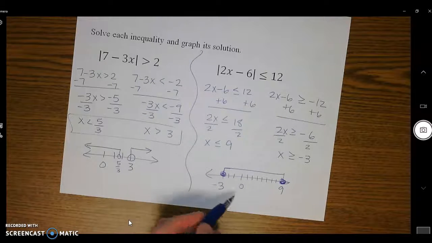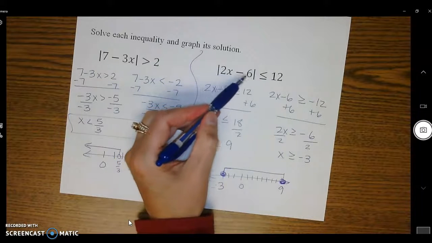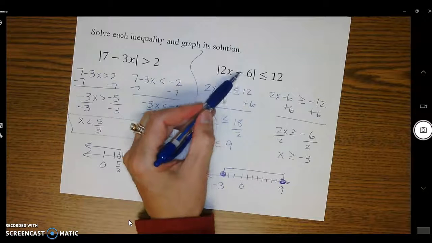And if I test 0, put 0 in here. 0 minus 6 is negative 6. Absolute value of negative 6 is 6. 6 is less than 12. Yes, it works.